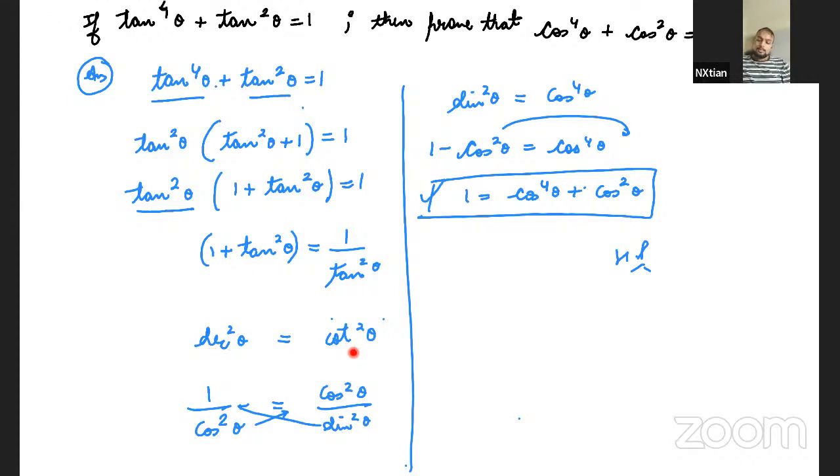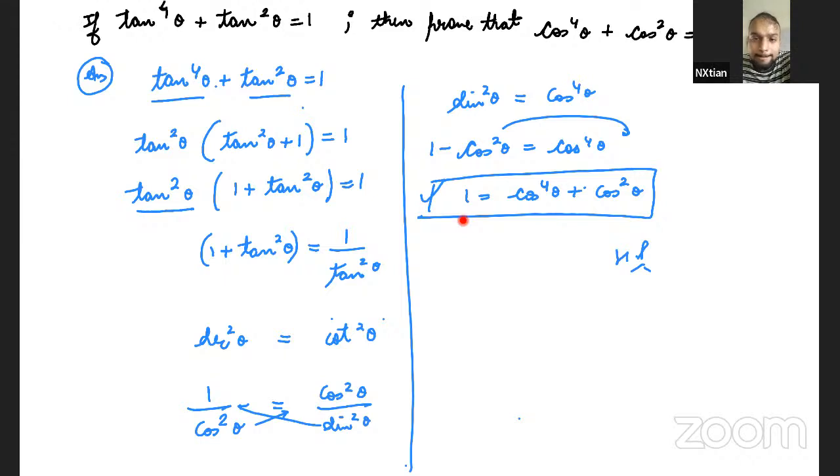Now sec square theta can be written as 1 upon cos square theta and cot square theta can be written as cos square theta upon sin square theta. Now I just do it like this in division. If we go and multiply, it becomes cos 4 theta. And this is in division. If we go and multiply, it becomes sin square theta. So now I change the value of sin square theta, which is 1 minus cos square theta. Now this minus cos square theta will go to the other side and become plus cos square theta. So I just wrote cos 4 theta plus cos square theta is equal to 1.